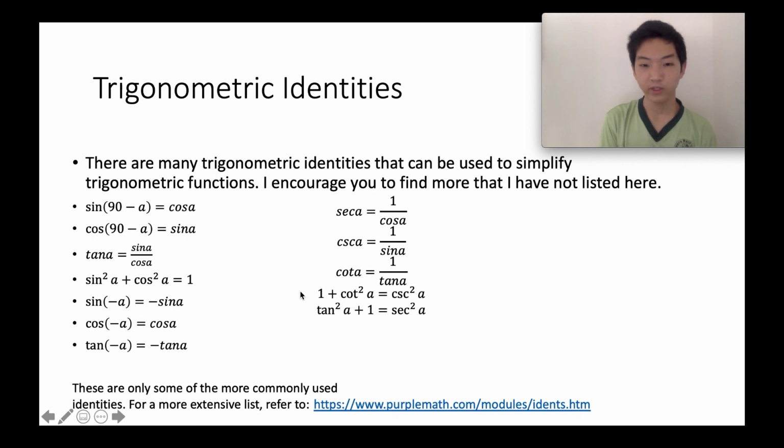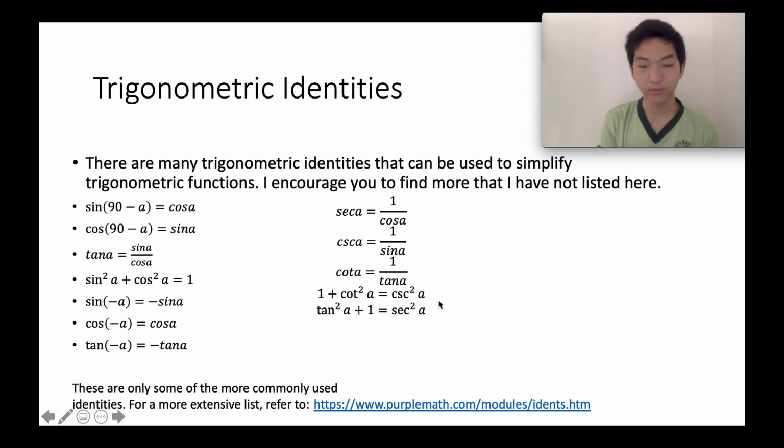Next, you have a few here. These aren't covered commonly on the AMC 10, but still nice to know. So there are 3 more trigonometric functions here: secant, cosecant, and cotangent. These are basically the reciprocals of the original 3 covered earlier. Secant alpha is 1 over cosine alpha. Cosecant alpha is 1 over sine alpha. Cotangent alpha is equal to 1 over tangent alpha.